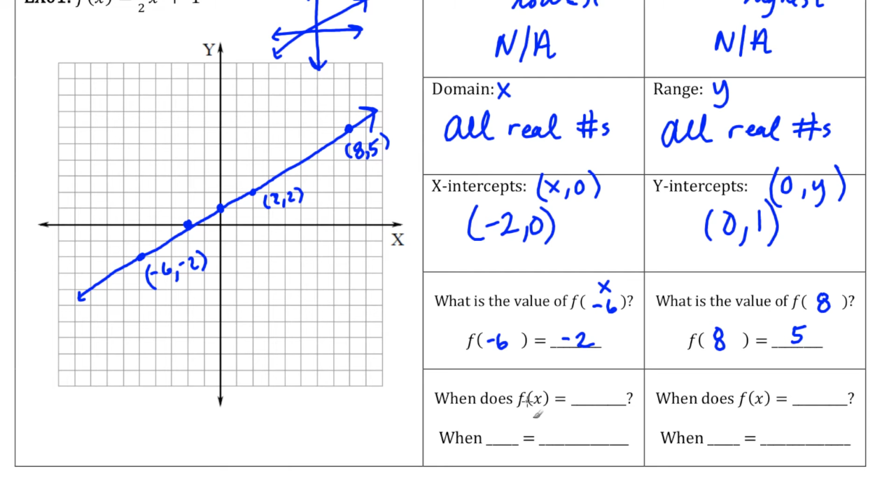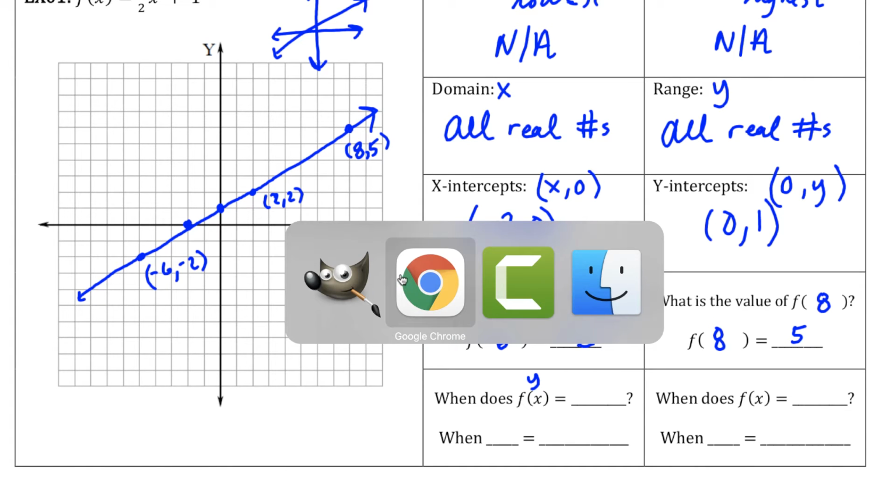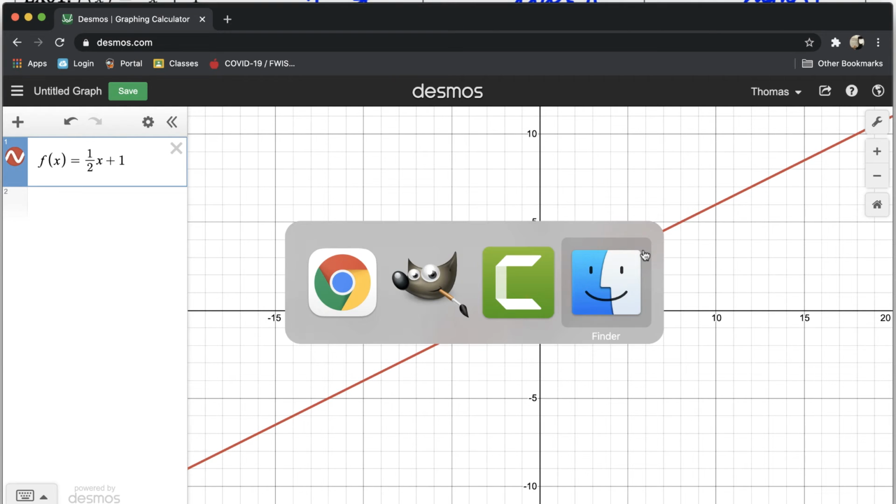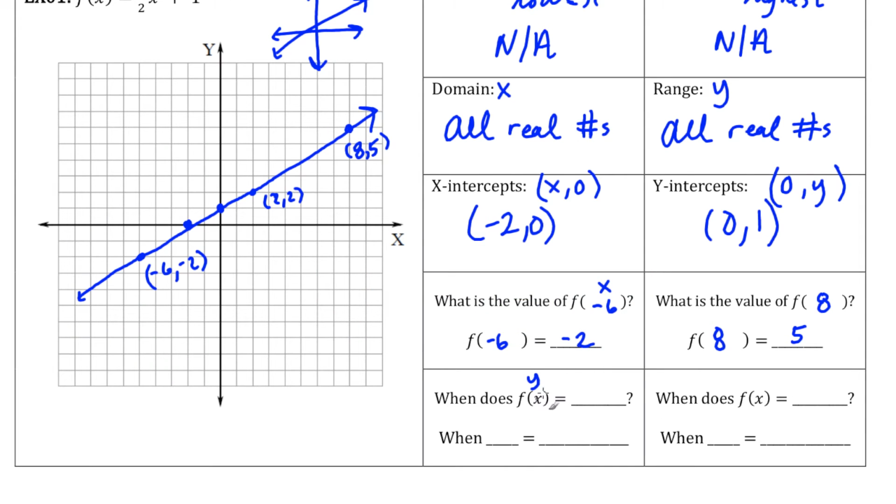When does f of x equal, so when does the y equal, I don't know, let's just pick another point. When does y equal 4? Y equals 4 when x is 6. So when does f of x equal 4?